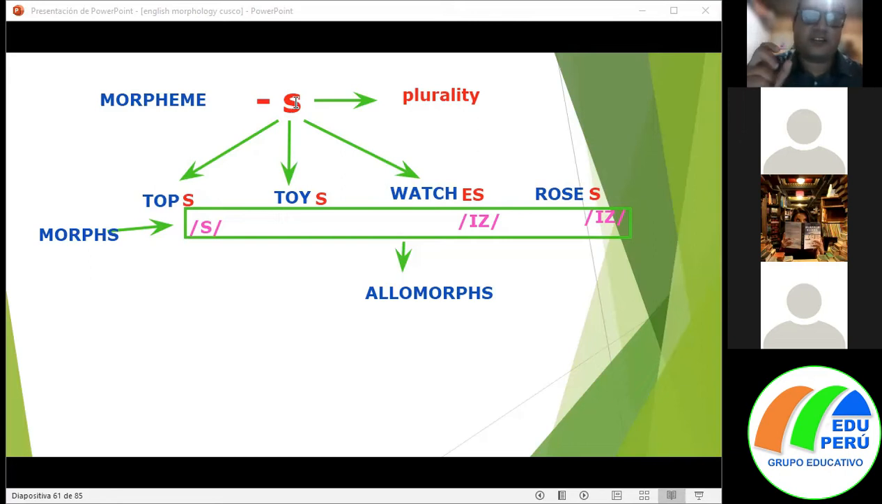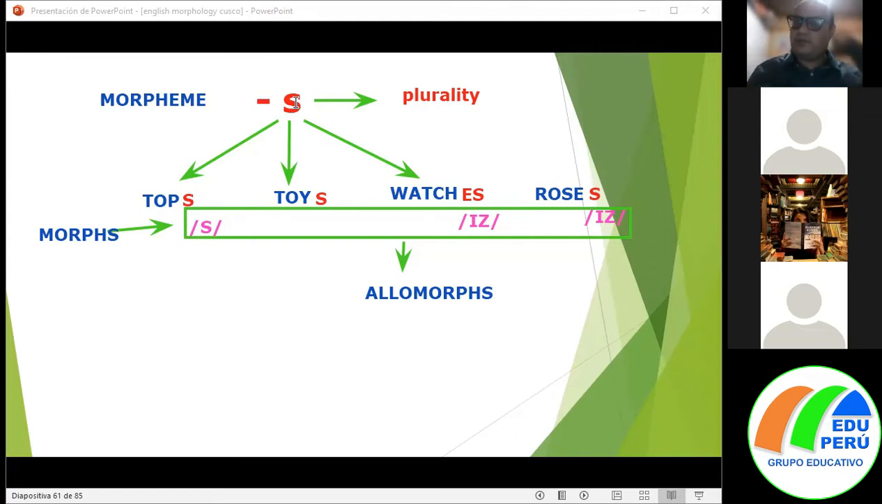Watches. What is the final sound of watch? Ch, watches. What is the final sound of rose? Rose, z, roses. Notice here that you have the sibilant sounds. So remember, we have six sibilant sounds in English: s, z, sh, j, ch, j. When we have the sibilant sounds, you need to pronounce the iz: rose, roses. All right, rose, roses.